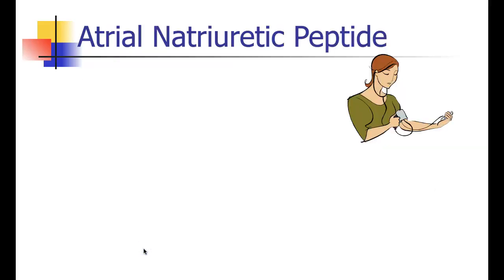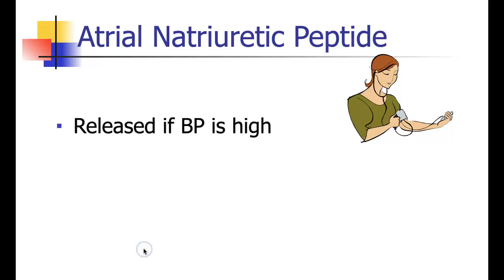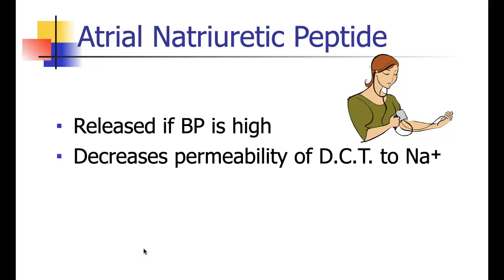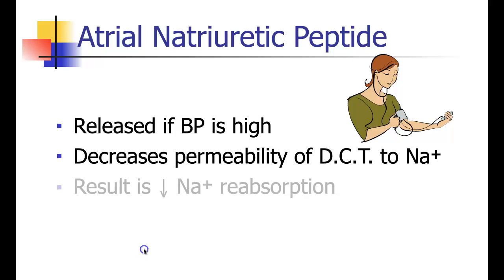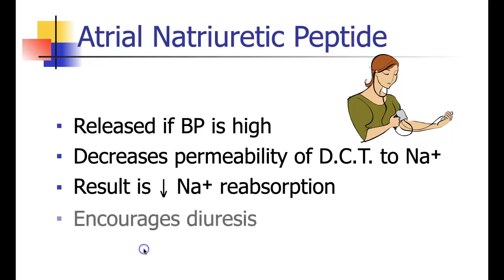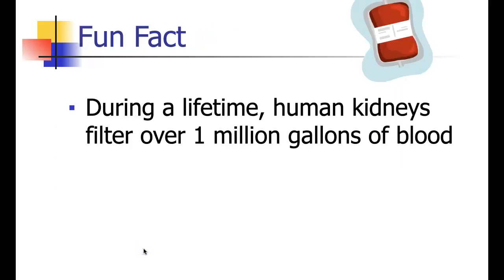Another hormone that came up in our blood pressure lectures that we'll talk about again now with the kidney is ANP, atrial natriuretic peptide. And remember, this is the opposite. It's released when blood pressure is high. And so its mechanism is to decrease permeability of the DCT to sodium. And so you get less sodium reabsorption. So you pee out more sodium and thus you pee out more water, and that will lower blood pressure. So it encourages diuresis. It encourages urination.